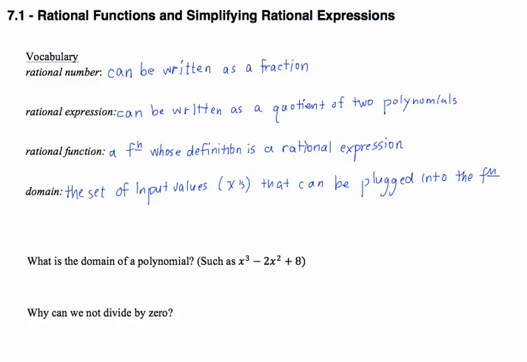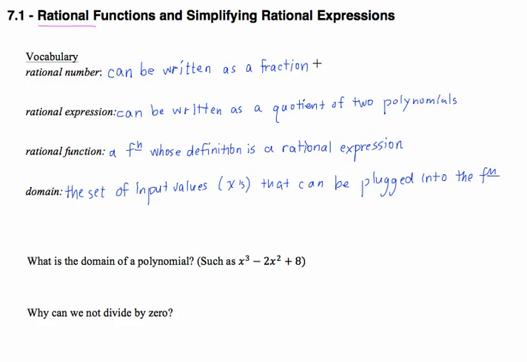Welcome to section 7.1. Today we're going to learn about rational functions and simplifying rational expressions. So first we need to learn the definition of rational. Well, a rational number is any number that can be written as a fraction.